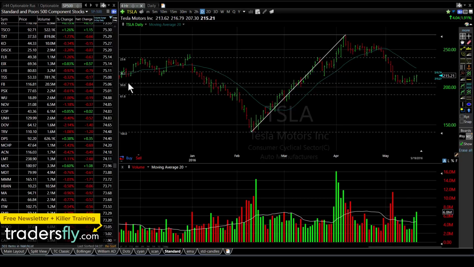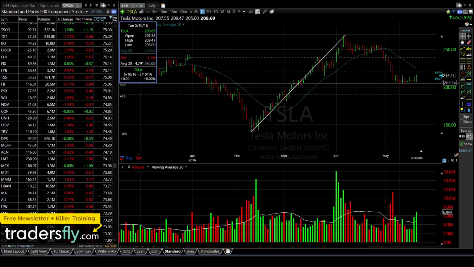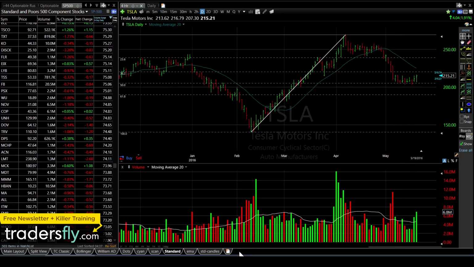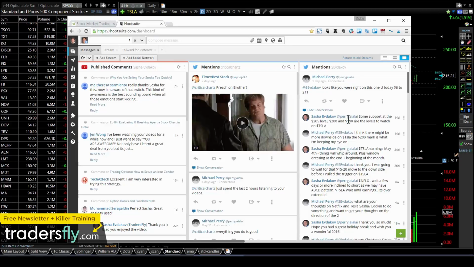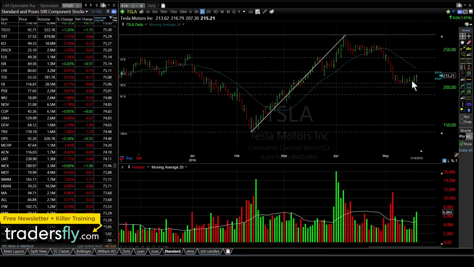A basic healthy retracement to that 50% level would be right around that 205. And this is exactly what I mentioned right here. It was some support at the 205 level. You even have some at 200, and the 190 levels are the ones to watch. So that's how I came up with this number.